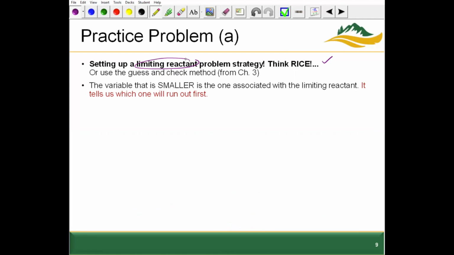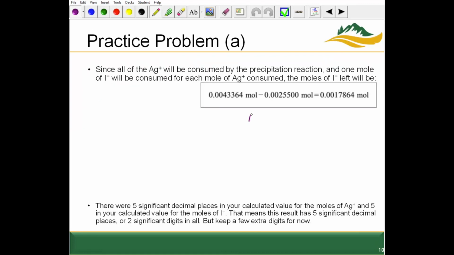There's also the guess and check method. For more of a review on limiting reactants, definitely go back to chapter 3, or let me know if you have any questions. So we figured out the smaller variable using our RICE method is for silver. So silver ions are our limiting reactant. They're going to run out first.